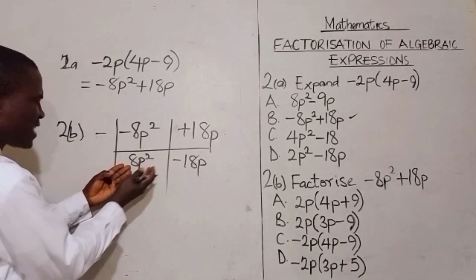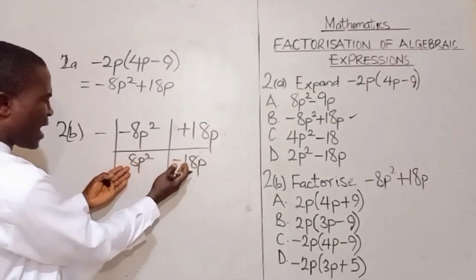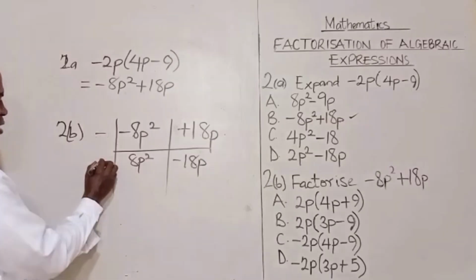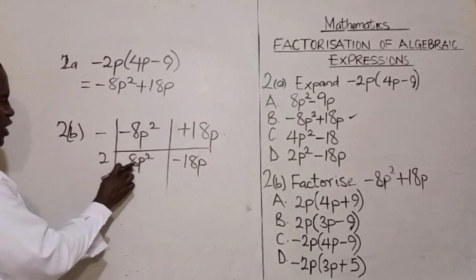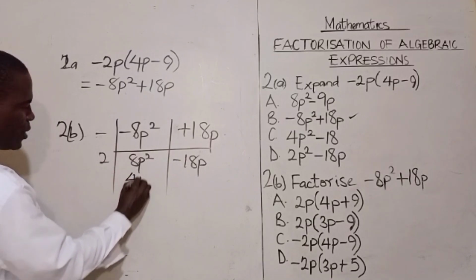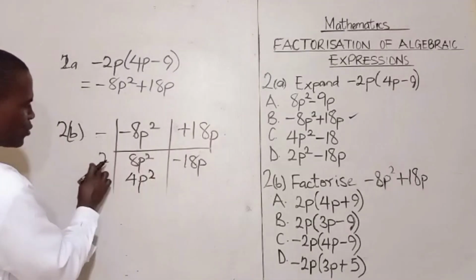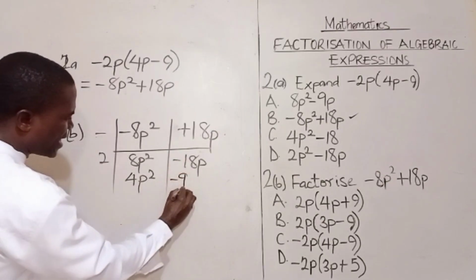Is there any other term, any other factor that is common in between here and here? We can say 2 is common. We take 2. 2 goes in this, that is 4p squared. 2 goes in this, that is minus 9p.